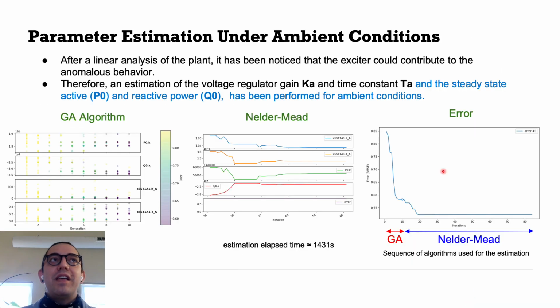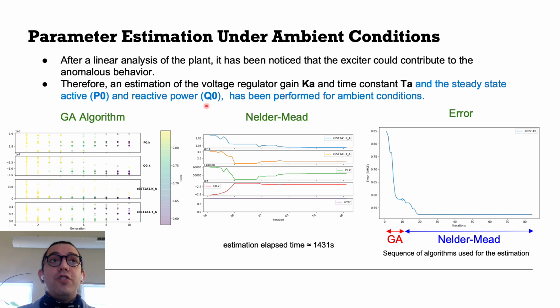With everything set up, we can now run a parameter estimation to attempt to calibrate the model to the data. We will calibrate the parameters Ka and Ta of the exciter, and we will also calibrate the steady-state active power and reactive power during ambient conditions.